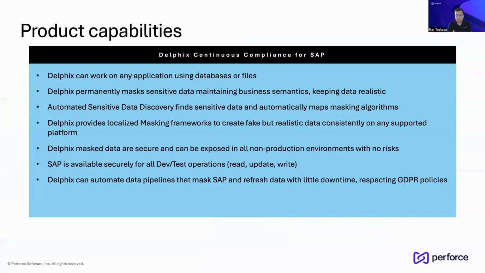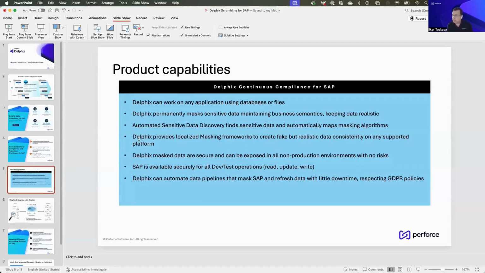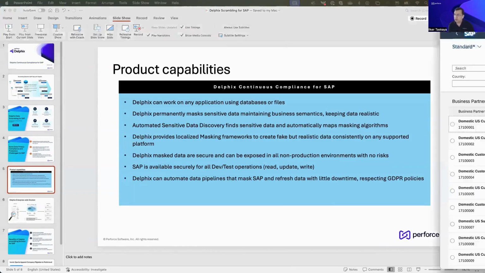Our capability of our products, which I'm going to showcase to you as part of this demo, is that we can work with any application, which is a database or a file or a mainframe. We can mask any data realistically. One of the key values we have is we can identify what this data looks like. I'd like to show you that with our product line.